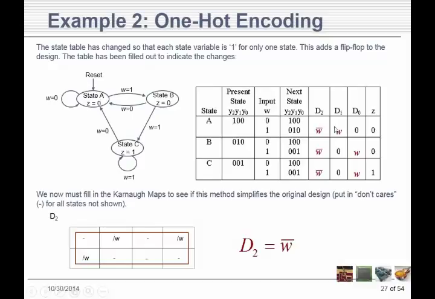Okay, here's D2. I got not W, not W, not W, and a whole bunch of don't cares, because I don't have state 0 in there. I don't have, I do have 1 and 2. I don't have 3. I have 4. I don't have 5, 6, or 7. But since I do have 1, 2, and 4, I have to have this big setup here. So D2 equals not W.